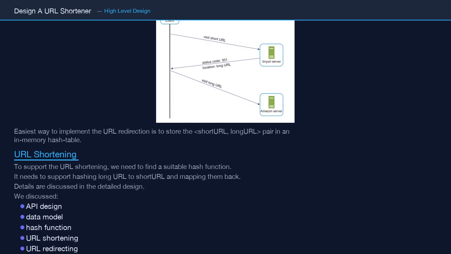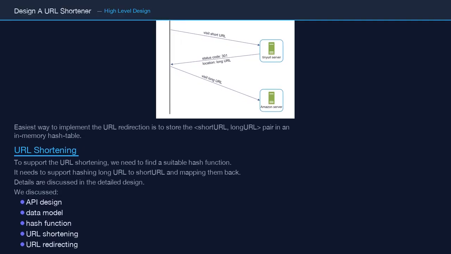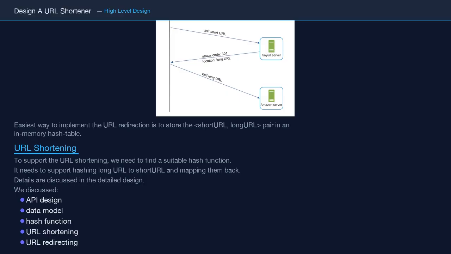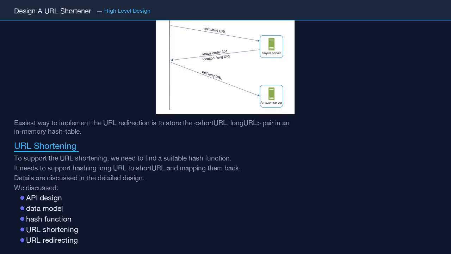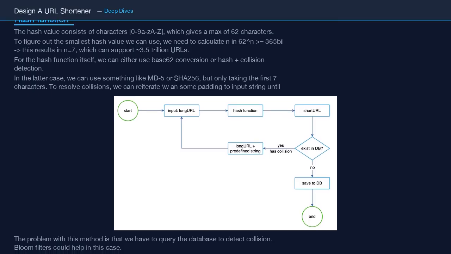To summarize what we've covered in the high-level design, we looked at API design, the data model, the hash function approach, URL shortening, and URL redirecting. Now let's get into the deep dives. Starting with the hash function.